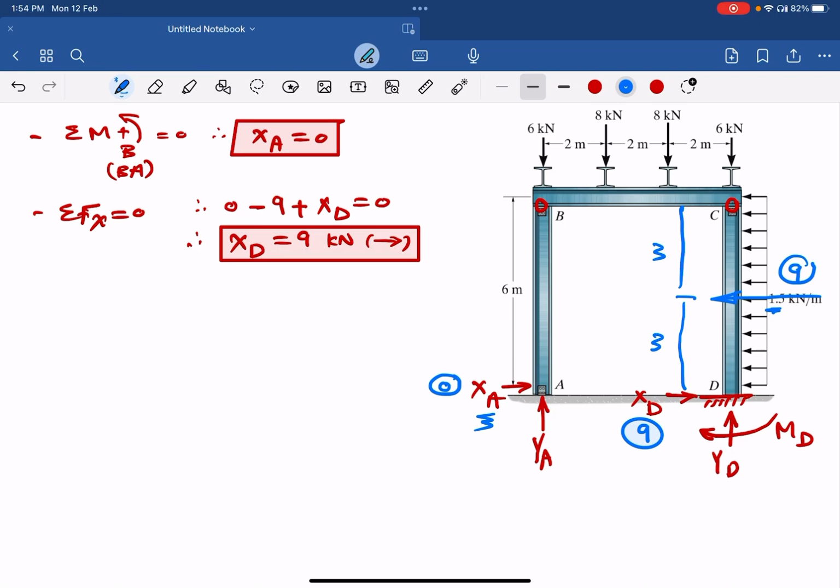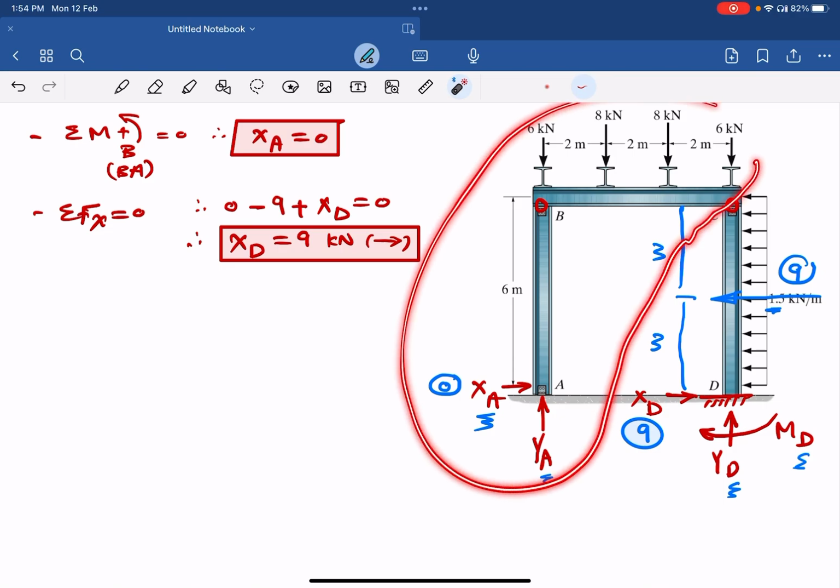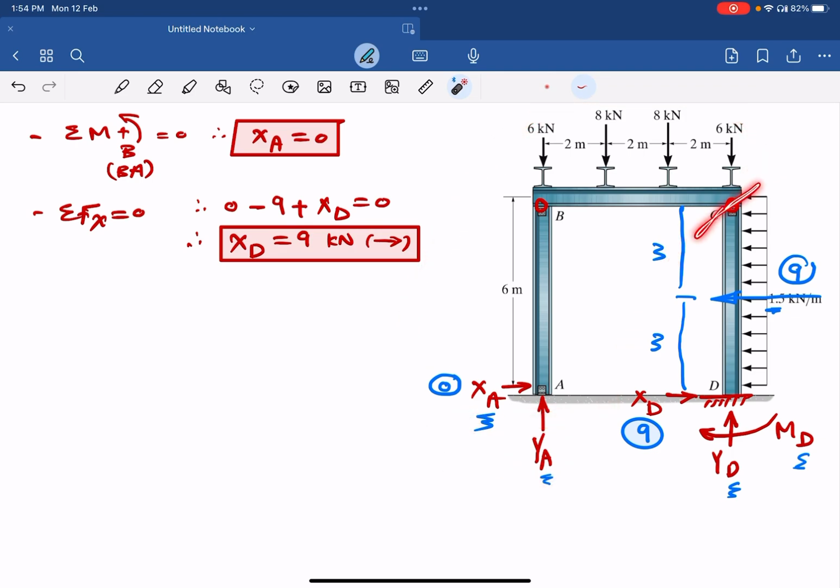Now we still have YA, YD, and M at D. For YA, we can take a moment here at C for that part. We have XA equal to 0, so the only unknown will be YA, and in this case we can find it. Okay, so let's do that, taking a moment at C for the left part.